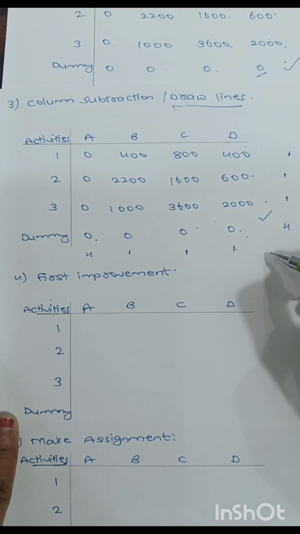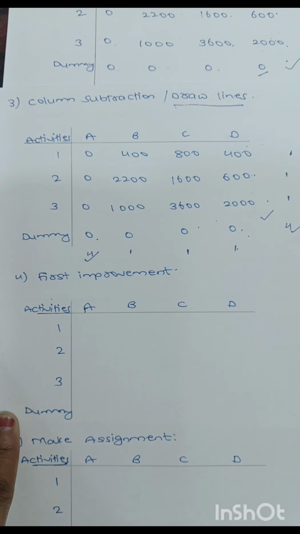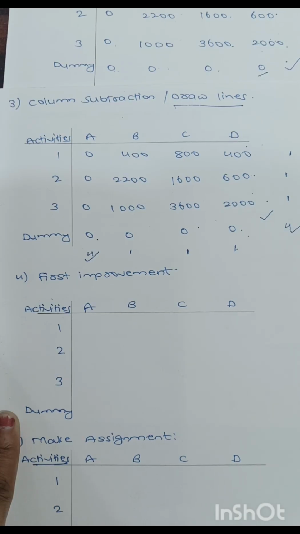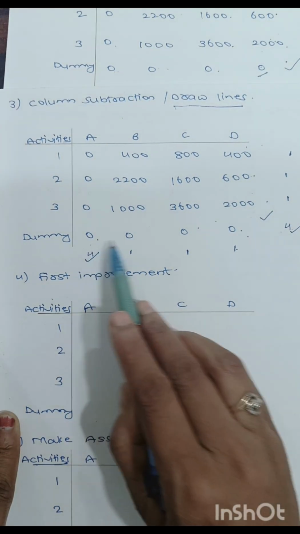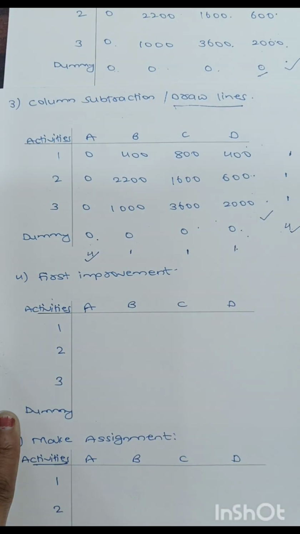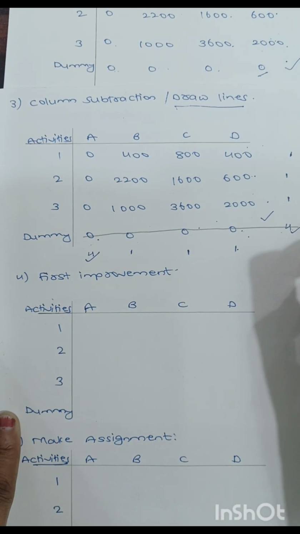So, as per the criteria, we have to draw a line in such a way that the maximum number of zeros will be covered. The maximum number of zeros are in row number 4 and column number A. So, my first line will be row number 4. Why? Because this row is covering 4 zeros at a time. So, this is my line number 1.